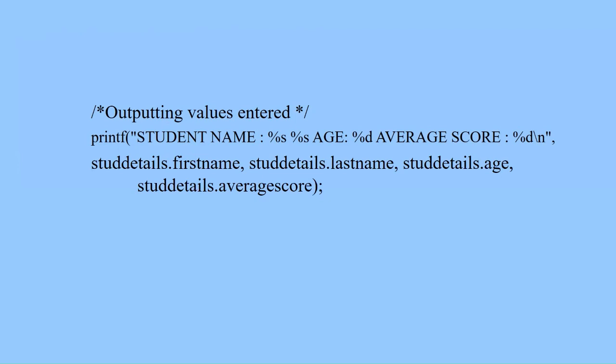Student name. We pick what is in first name. That is student details dot first name. We display. Then student details dot last name. The content there is read and placed next. So student name, so and so. Age, we pick the content of the memory location called student details dot age. We display it on the screen. Then average score, we pick the content of the memory location called student details dot average, and we display it on the screen. And then we can return control to the operating system and end the program.